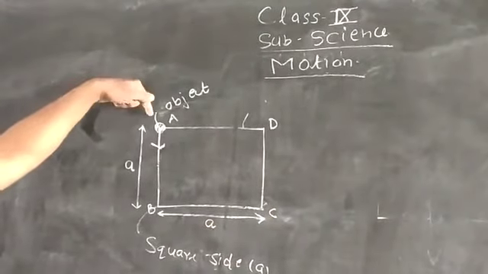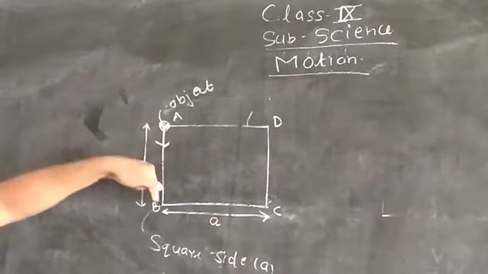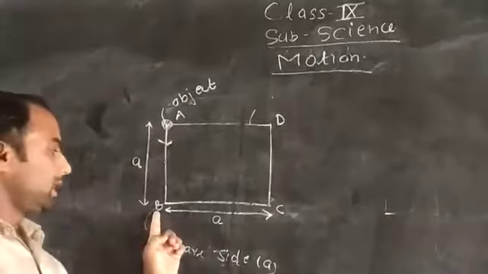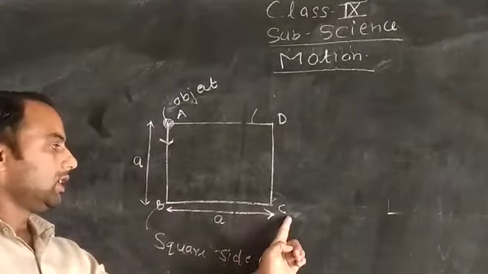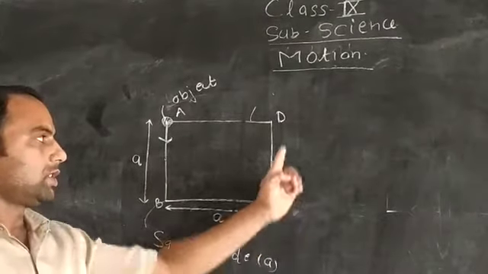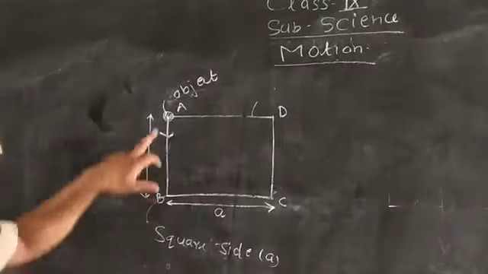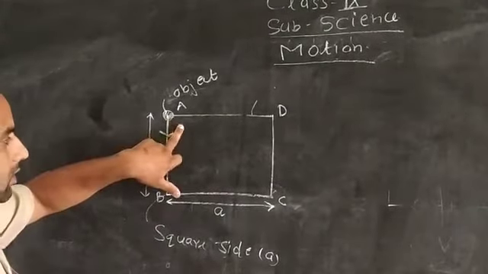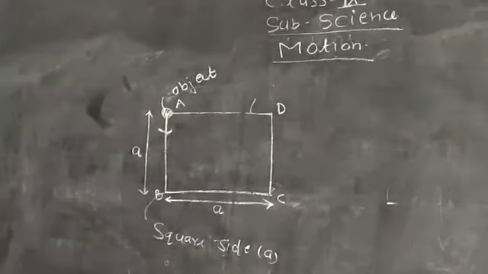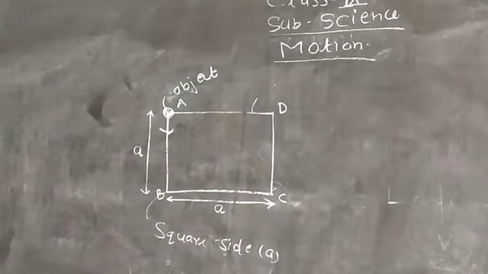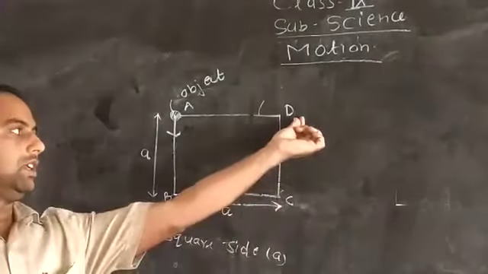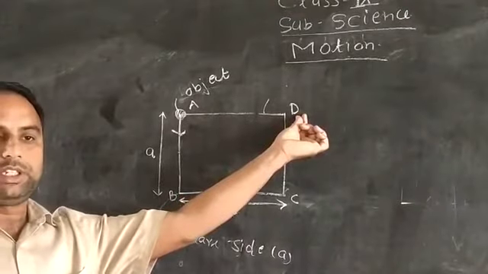The particle moves from A to B. After that, it moves from B to C. After that, it moves from C to D. We have to find the displacement and distance when the particle is at positions A, B, C and D.